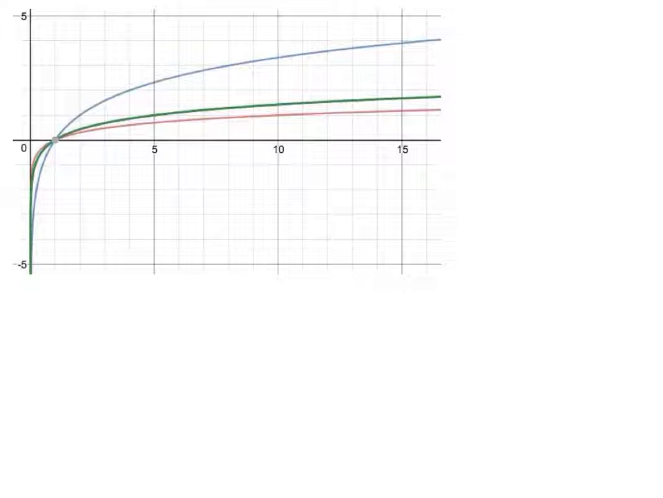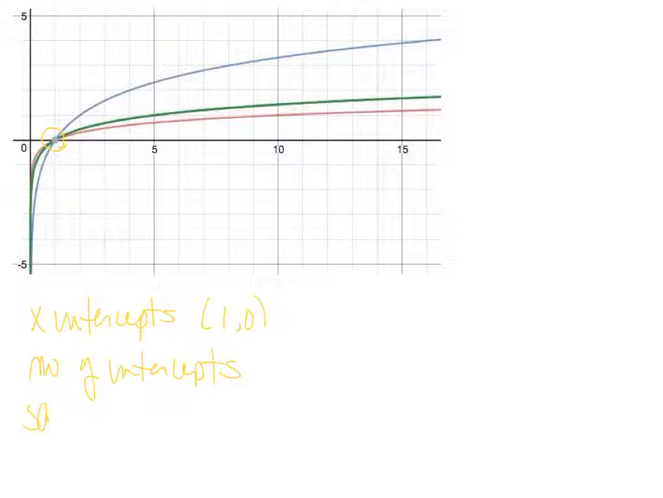Random questions. What do these 3 graphs have in common? They all cross the x-axis at 1, 0. So their x-intercepts are all at 1, 0. That's something they have in common. There are no y-intercepts, and you can see this in the chart on the last slide. No y-intercepts for any of the graphs. They have the same end behavior.